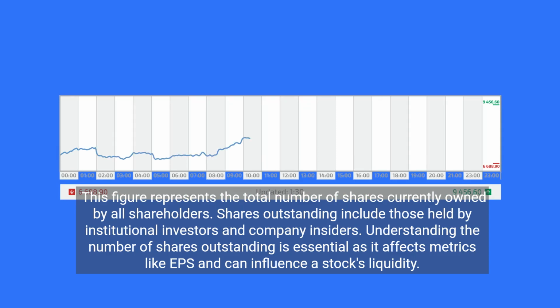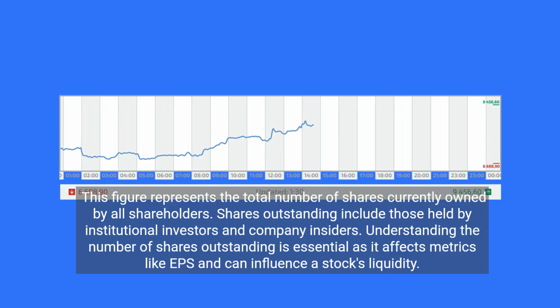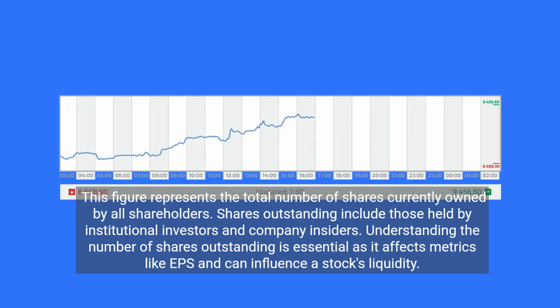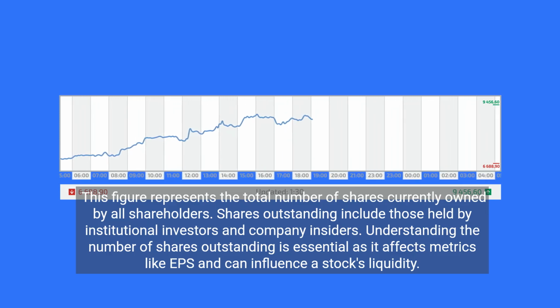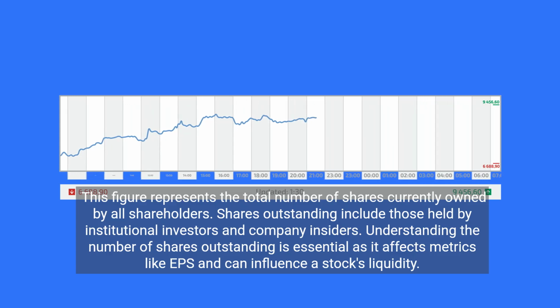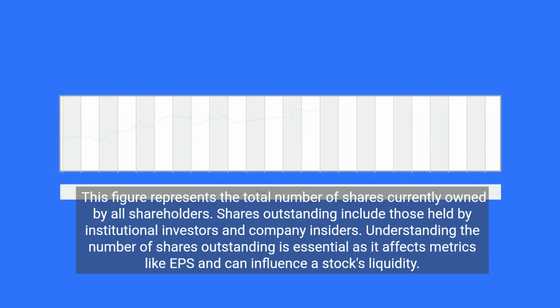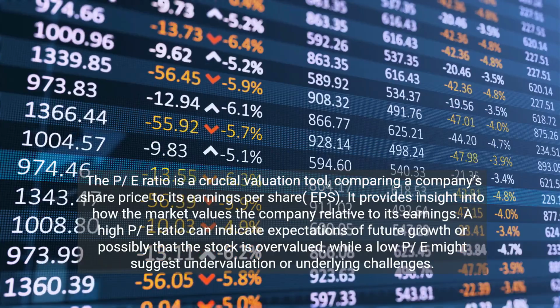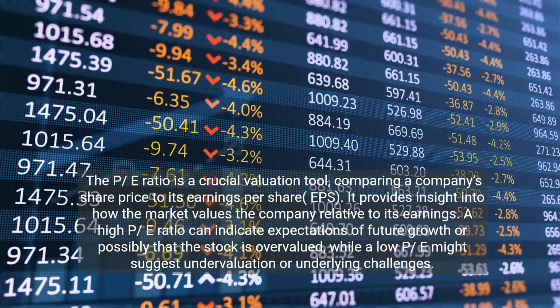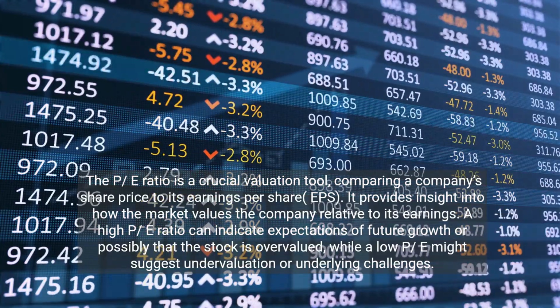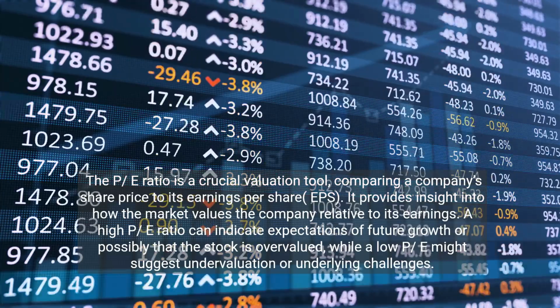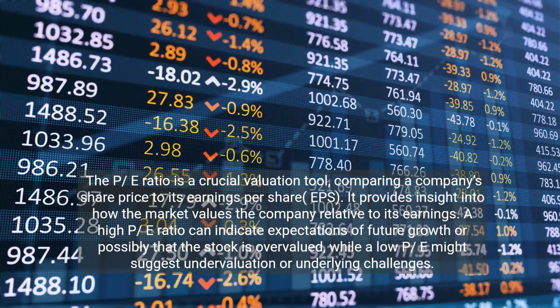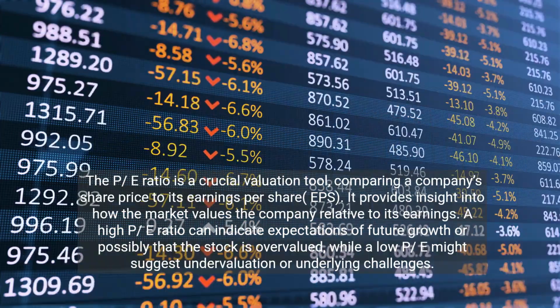Shares outstanding include those held by institutional investors and company insiders. Understanding the number of shares outstanding is essential as it affects metrics like EPS and can influence a stock's liquidity. The P/E ratio is a crucial valuation tool, comparing a company's share price to its earnings per share, EPS. It provides insight into how the market values the company relative to its earnings.